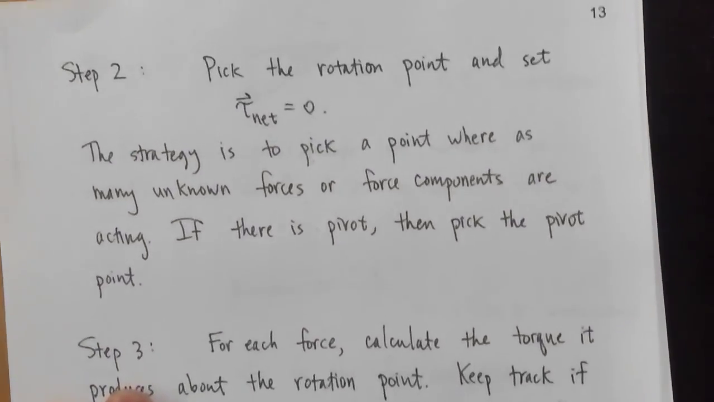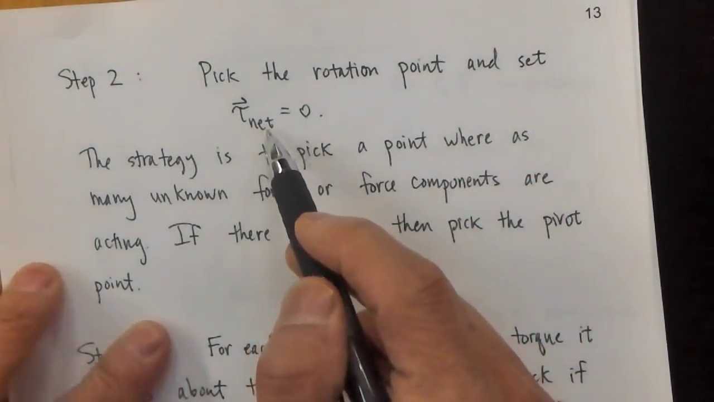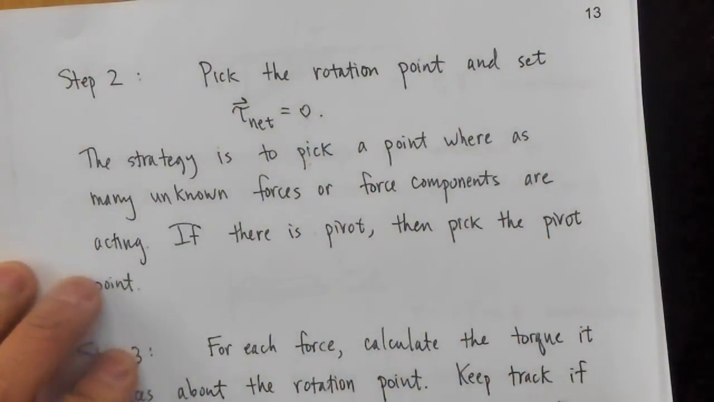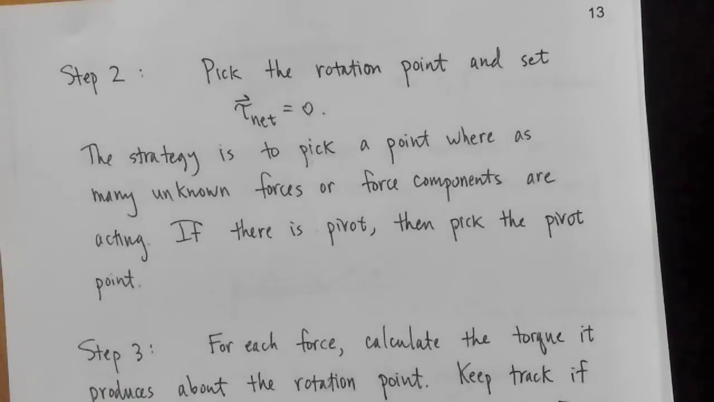And then what you do is you pick a rotation point and then set that the net torque is equal to 0 at that rotation point. And if the rotation point is not obvious, very often it's obvious. It's like balance on some little fulcrum or some sort of balance point or there's a pivot. Then you just use that.